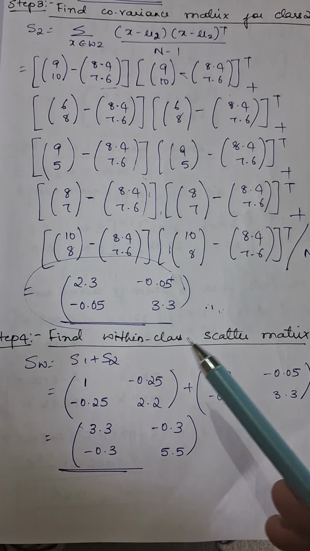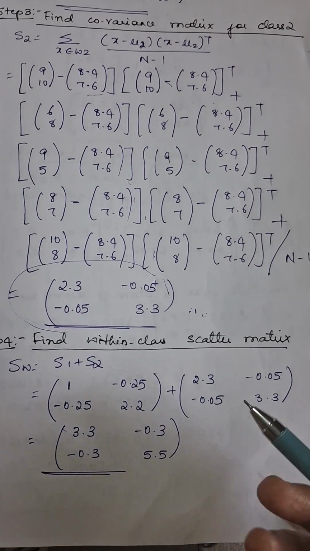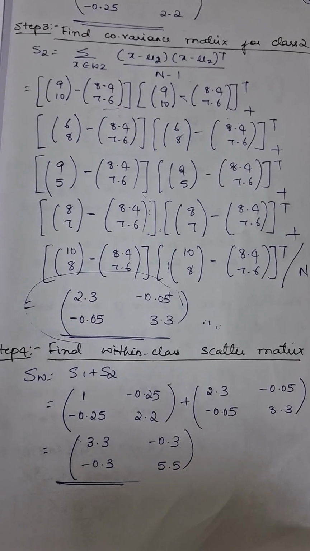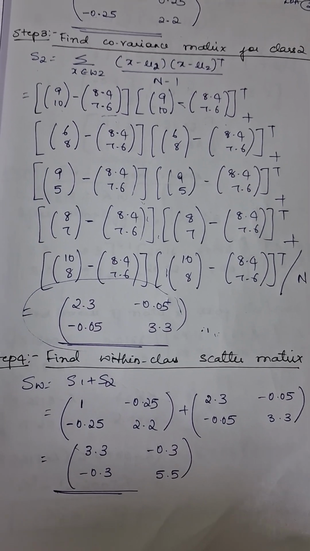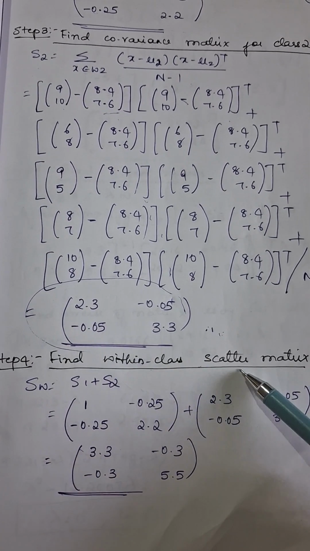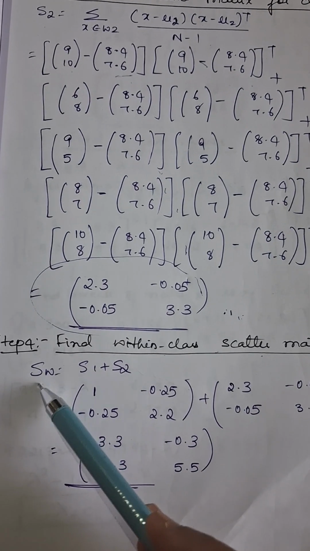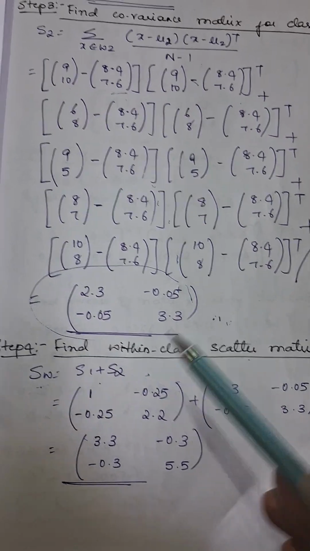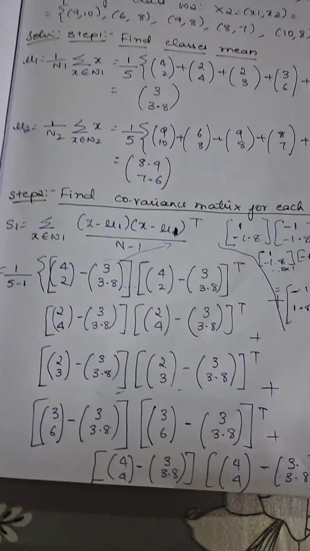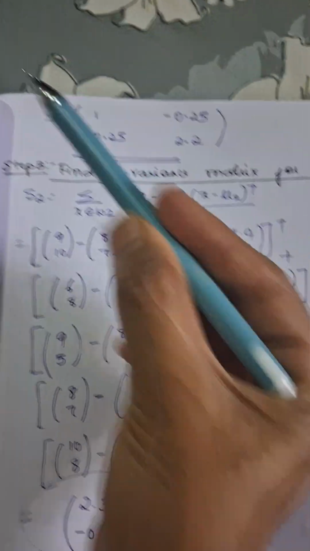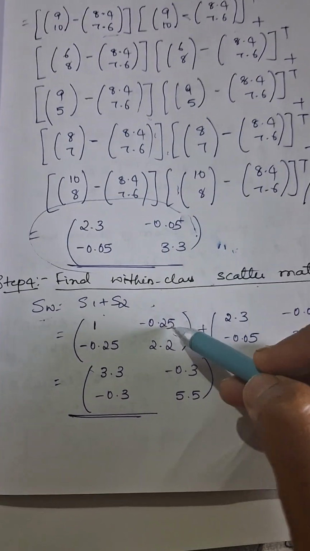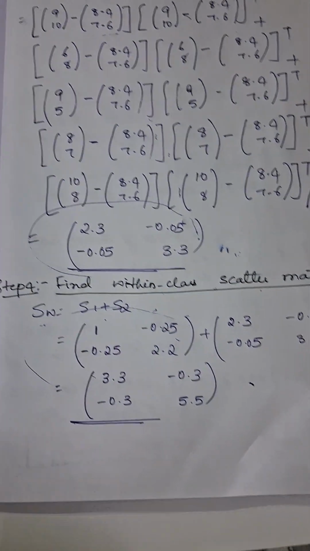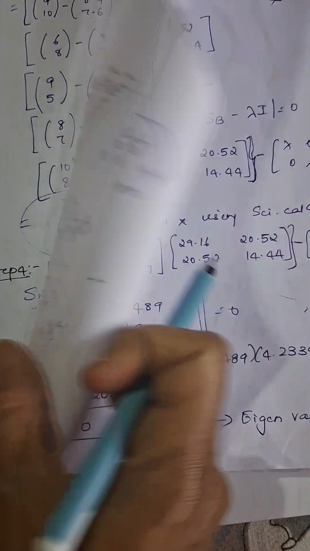Now step 4, you have to find two things. As we have discussed in the last video, you have to find the between class scatter matrix and the within class scatter matrix. So the within class scatter matrix formula is SW, which represents the within class scatter matrix. It is equal to S1 plus S2. S1 we found out as what? We got finally the answer of S1 as this one. This is S1, right? So you add up S1 and S2, and that gives me the within class scatter matrix.